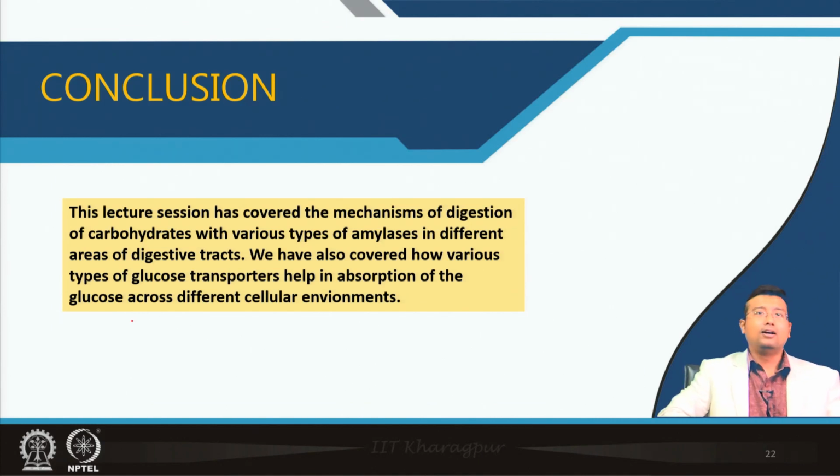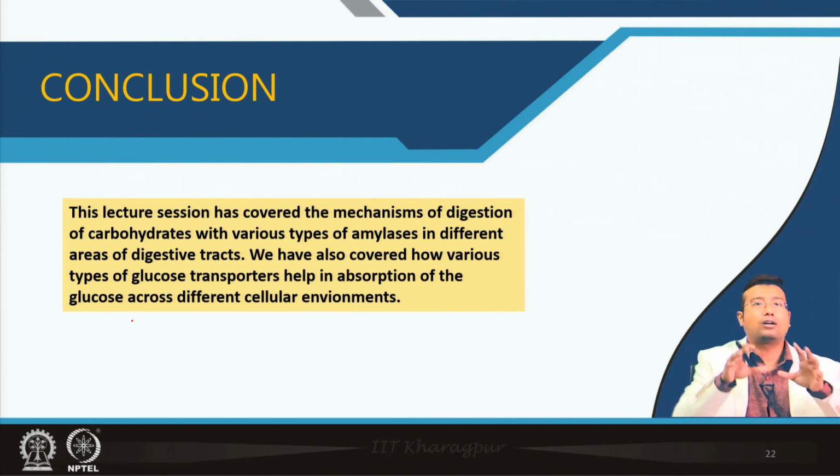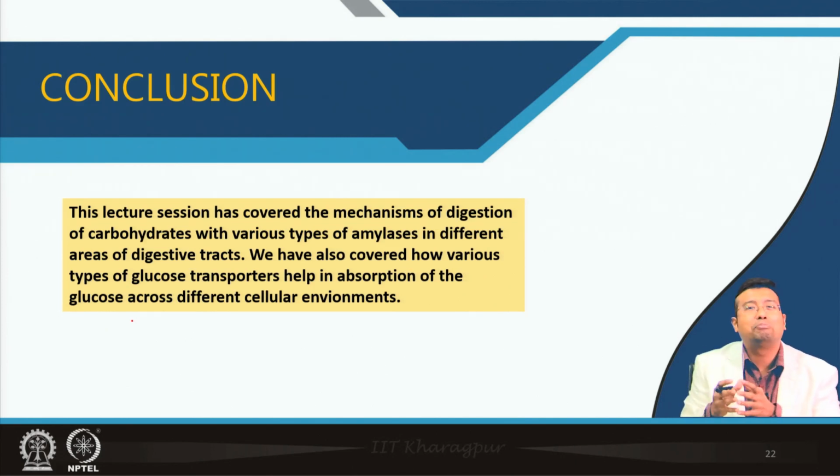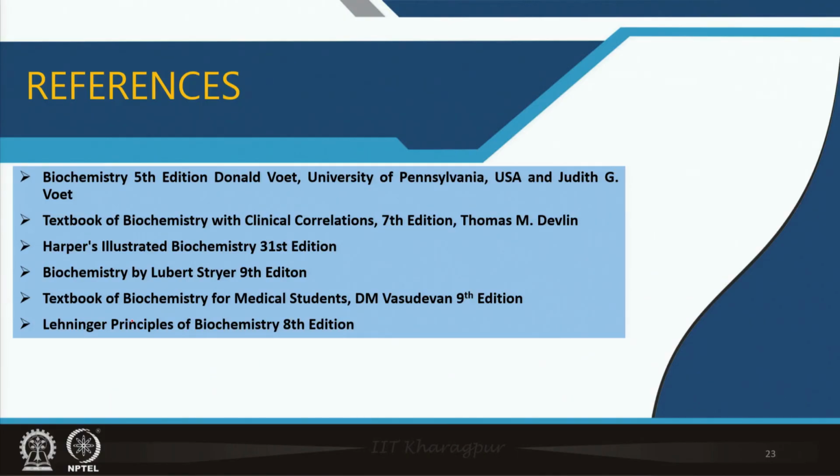Okay. So to conclude, this lecture session has covered the mechanism of digestion of carbohydrate with various types of amylases in various areas of the digestive tract. We have also covered how glucose transporters help in absorption of glucose across different cellular environments. So that is it for today. These are my references, and thank you for your attention.